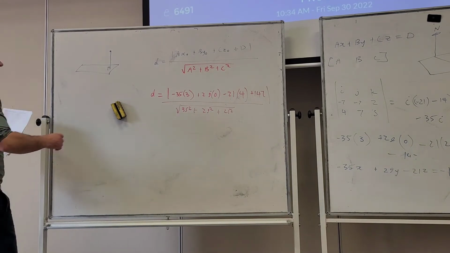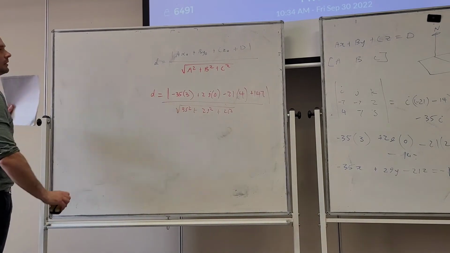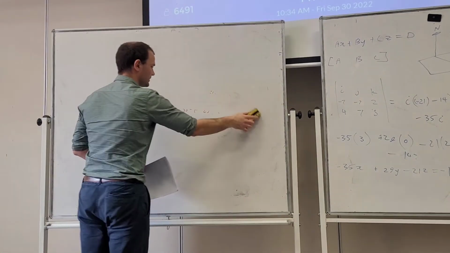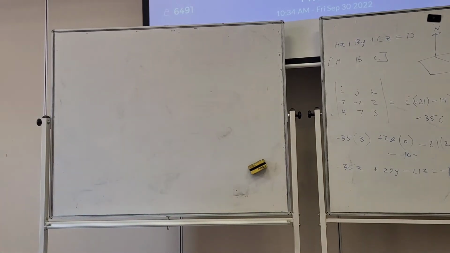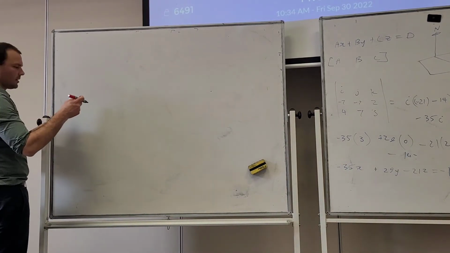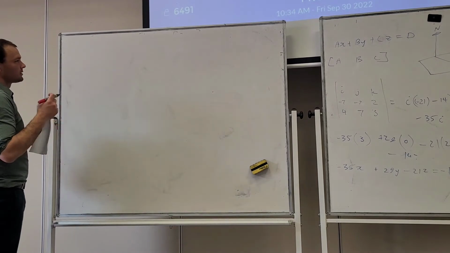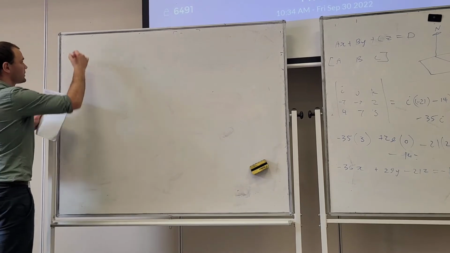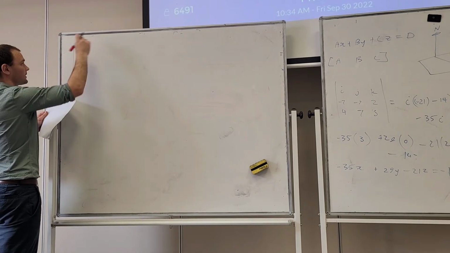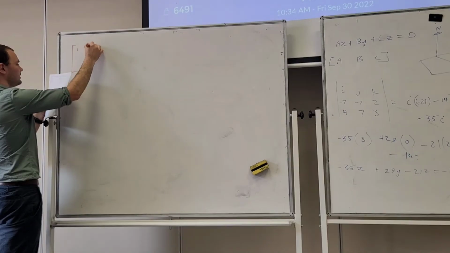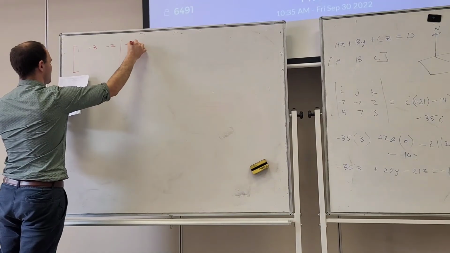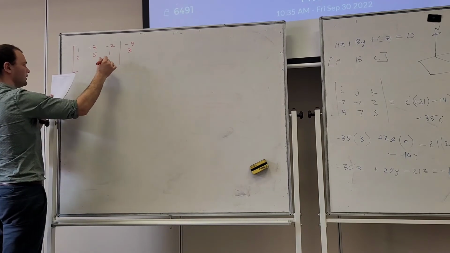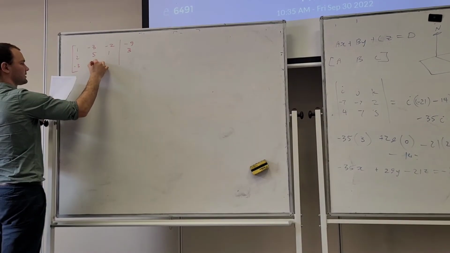Alright, number 6. In number 6, we've got 3 planes in space, and we want to determine the relationship between them. So we have to make our way through the list, right? So first let's make it as an augmented matrix. So we're going to have 1, minus 3, minus 2, minus 9. We've got 2, 5, 1, and 3. We've got minus 3, 6, 2, and 8.